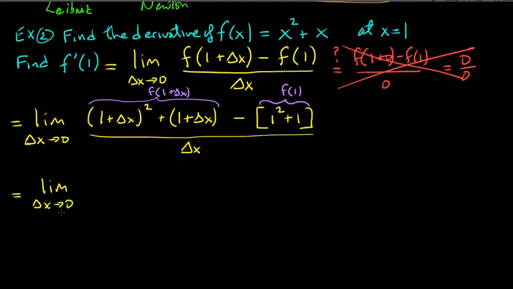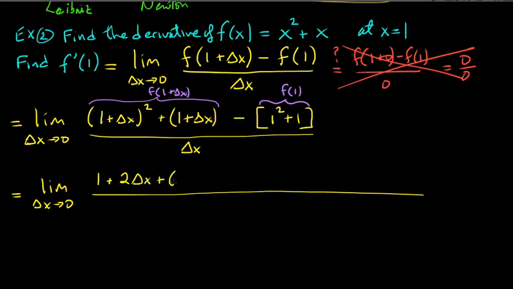So before we take the limit, let's just expand all this out. So this is going to be 1 squared, which is 1, plus 2 delta x, plus delta x squared. Okay, so I just FOIL this expression out up here, just multiply it by itself. And then 1 plus delta x, we don't have to do anything with that, just 1 plus delta x. And then minus 1 plus 1 is 2, still over delta x.